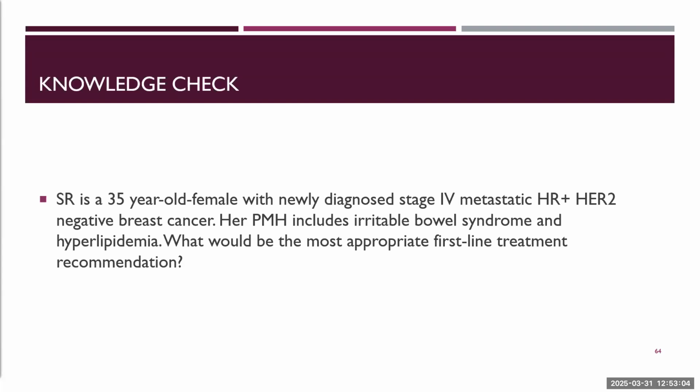Yes, correct. Because she is stage 4 metastatic, HR positive, HER2 negative, we would do an aromatase inhibitor with a CDK4/6 inhibitor. And I didn't give you if she was pre or postmenopausal, but she is 35, so likely premenopausal. You would want to add ovarian suppression on as well if we're going to do an aromatase inhibitor.